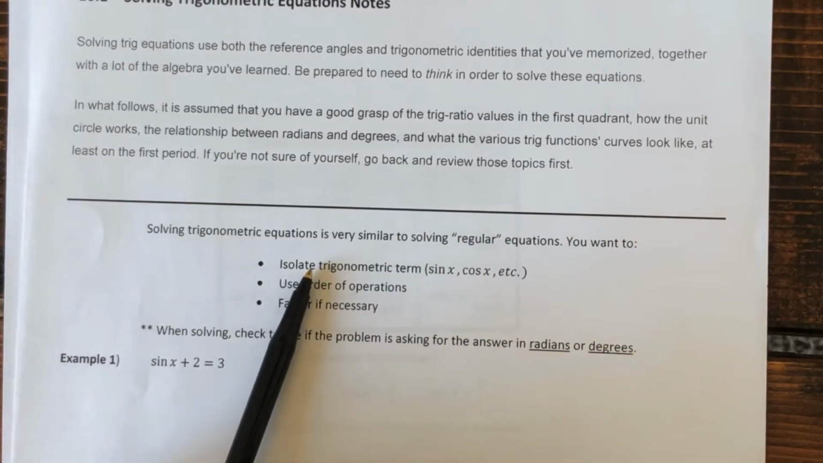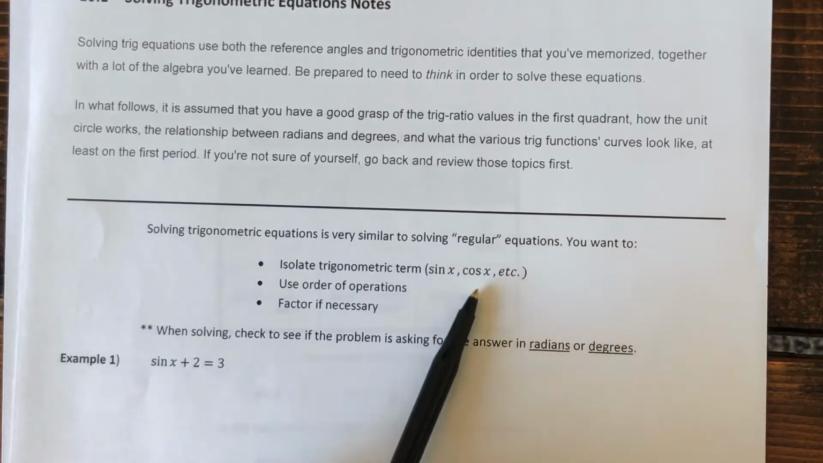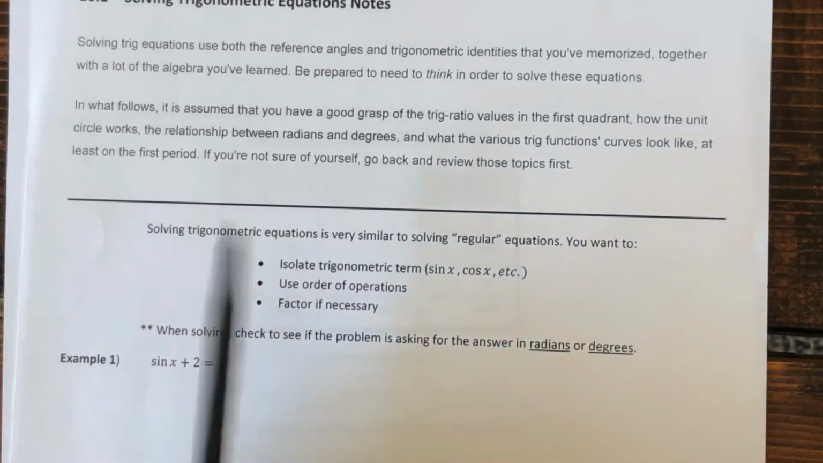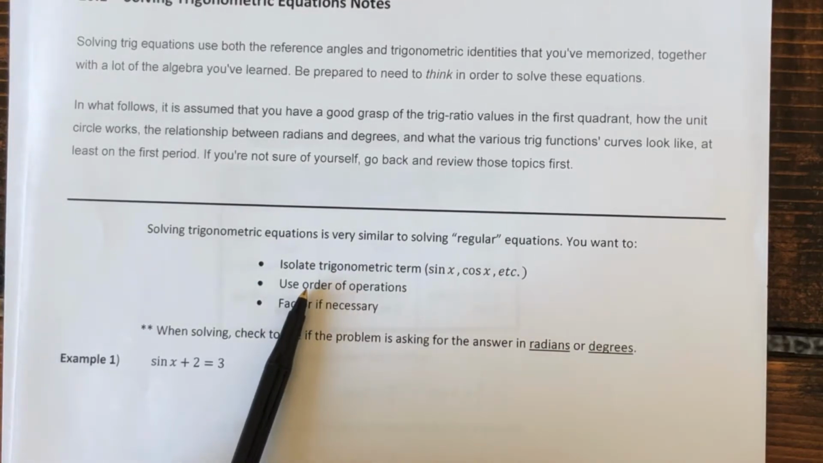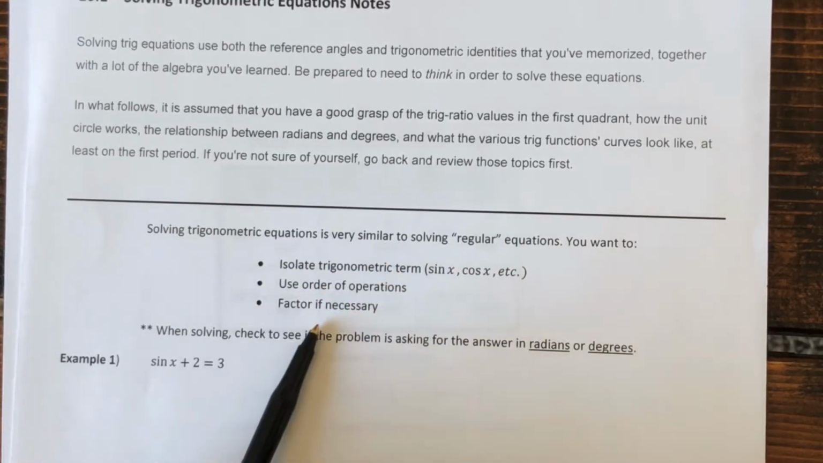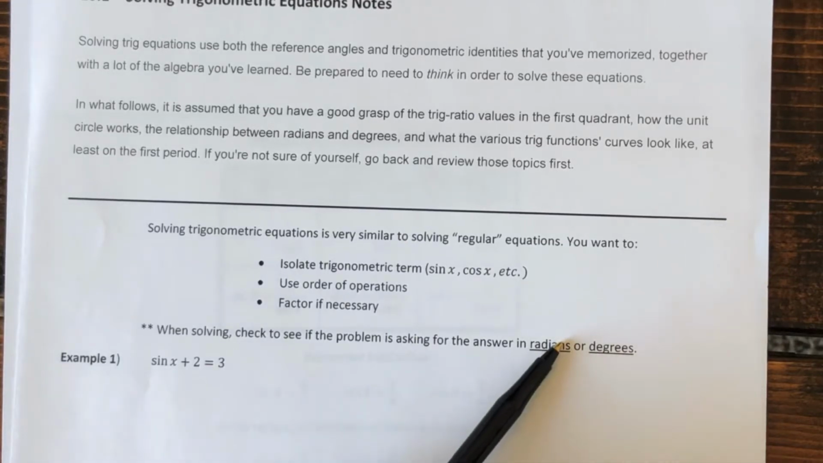So first you want to isolate your trig term. So if you have a sine function, get that alone, cosine, whatever it is. We're also going to be using our order of operations to do that. So make sure we're doing the right steps in the right order. And then sometimes you might have to factor. So just kind of keep that in mind. And then when we're solving these, they will ask you to either do radians or degrees. That will change on each problem. So you'll just need to look at the directions and see, do they want their answers to be in radians, which are with the pi's, or degrees, which are numbers.